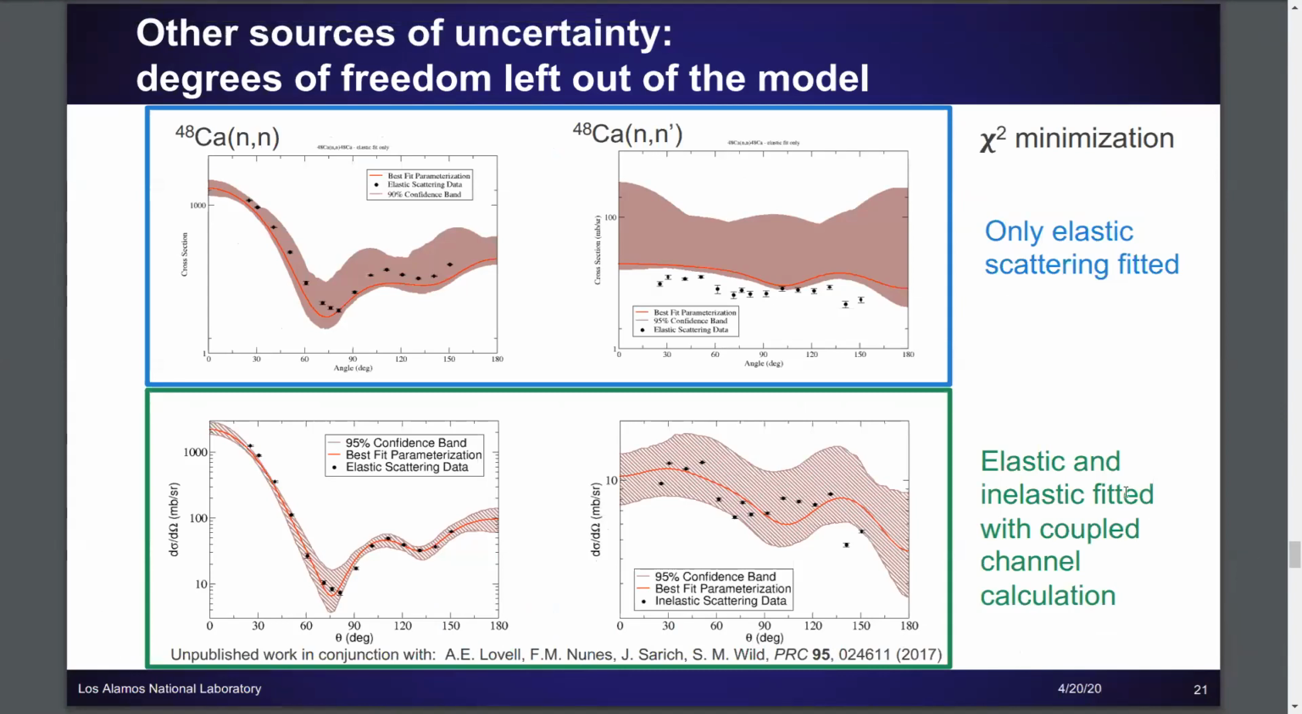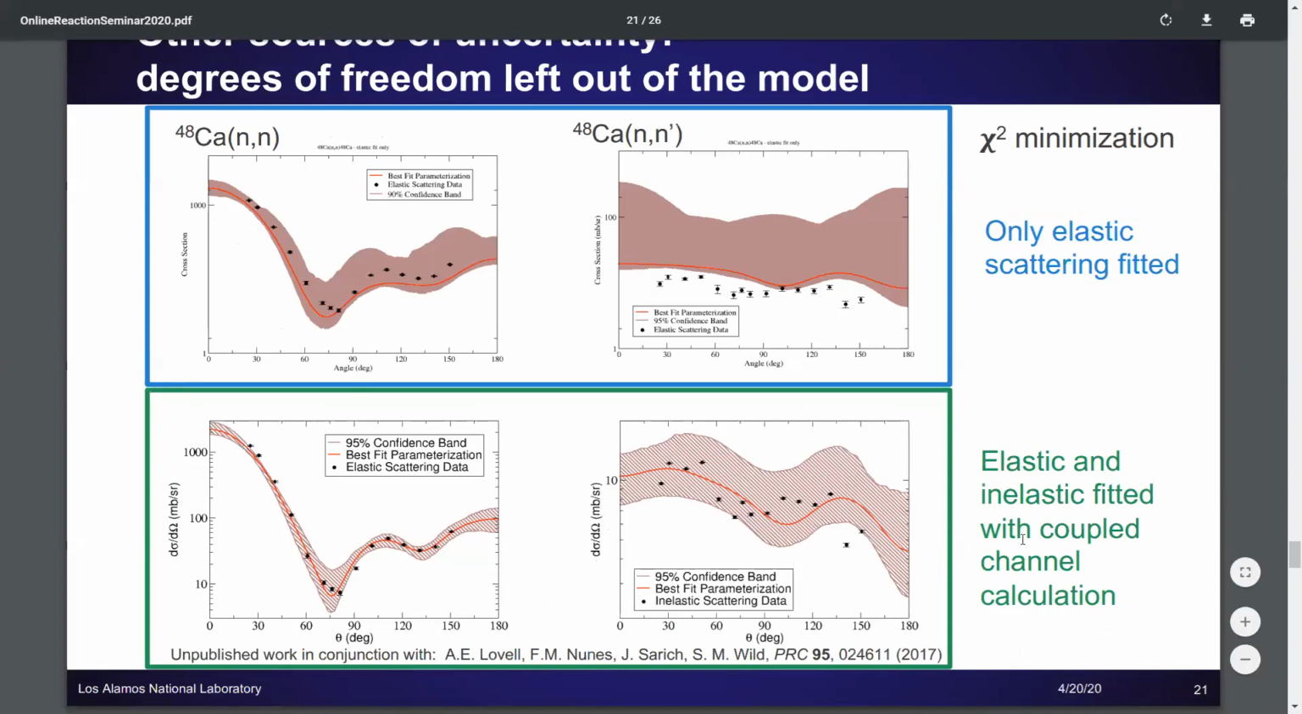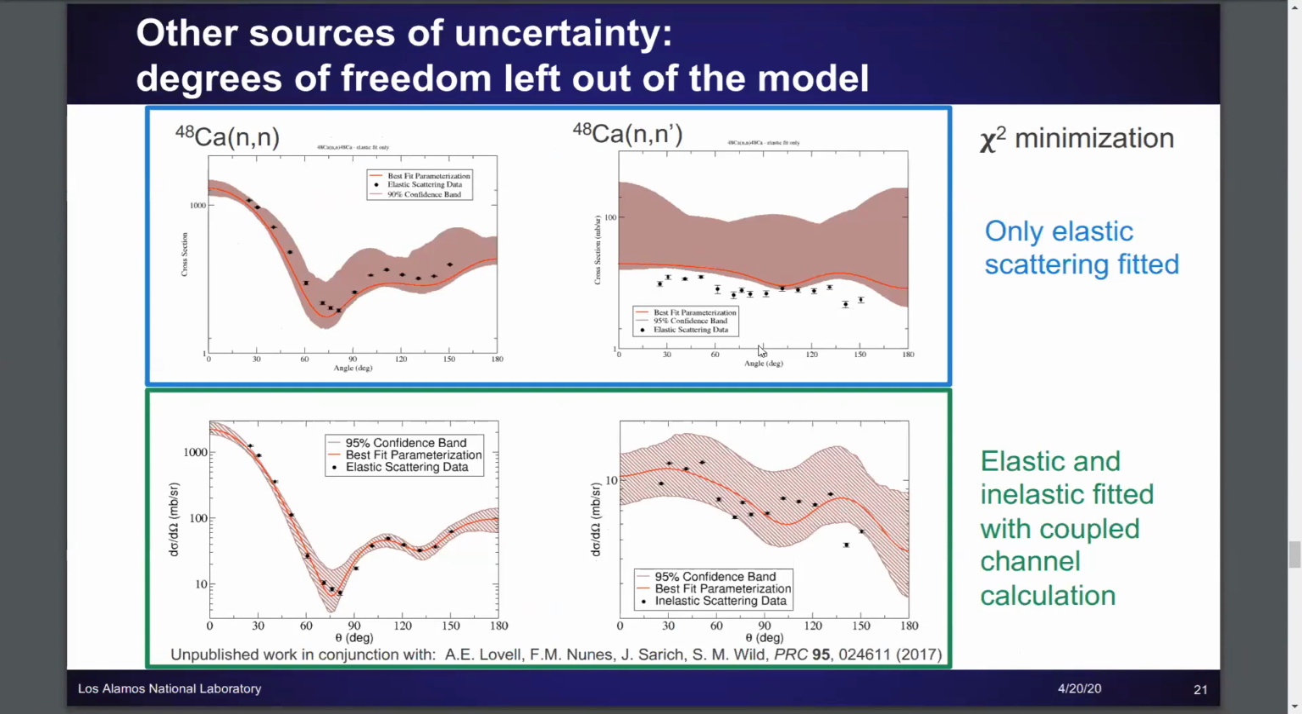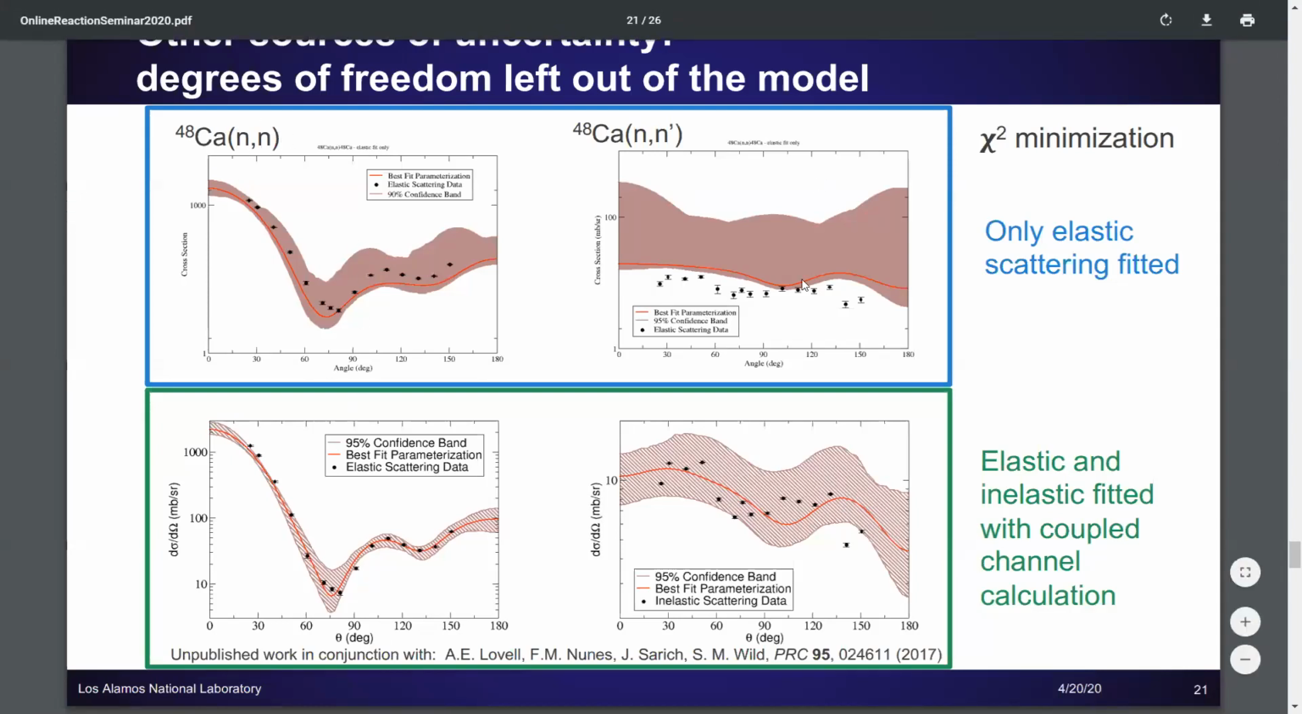what do we gain when we fit both elastic scattering and inelastic scattering. So using a coupled channel calculation as opposed to a single channel calculation, versus just fitting elastic scattering. And that's what I'm showing here for calcium-48 neutron elastic in this first column, and inelastic scattering. And this top blue section is just fitting the elastic scattering calculation and propagating to the inelastic, versus fitting both the elastic and the inelastic with a slightly different model.